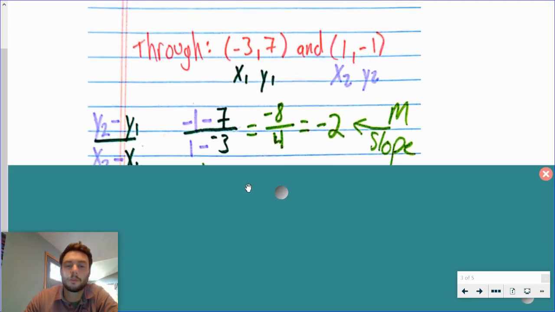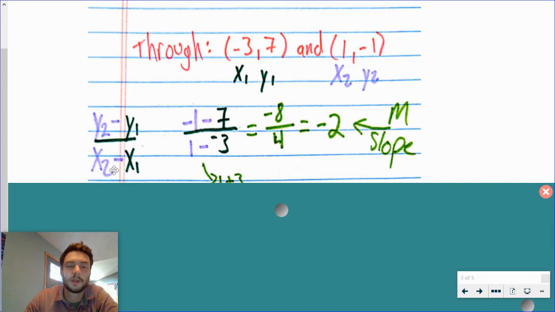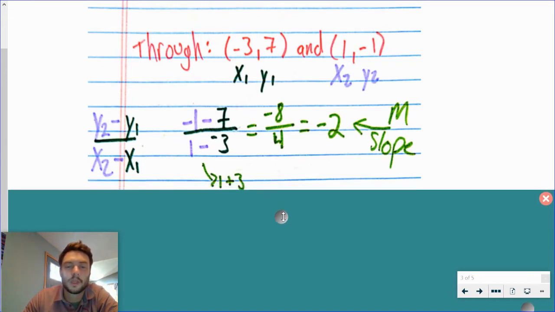We can plug this into our slope formula, right? We remember this? We did this: y2 minus y1 over x2 minus x1. This was just to find the slope. We'll get some fractions, maybe sometimes some whole numbers, and then we reduce it, and that's our slope, right?